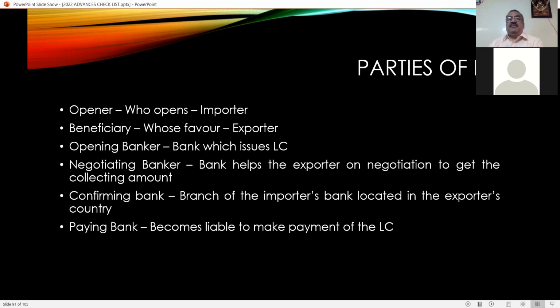Paying banker. Sometimes the bill would have been discounted and paid by some other bank, and that bank becomes liable to make the payment. Who is going to make the payment? It has to be paid by the Indian bank here. These are the terms that you should know in the LC. They are also called the parties of the LC.